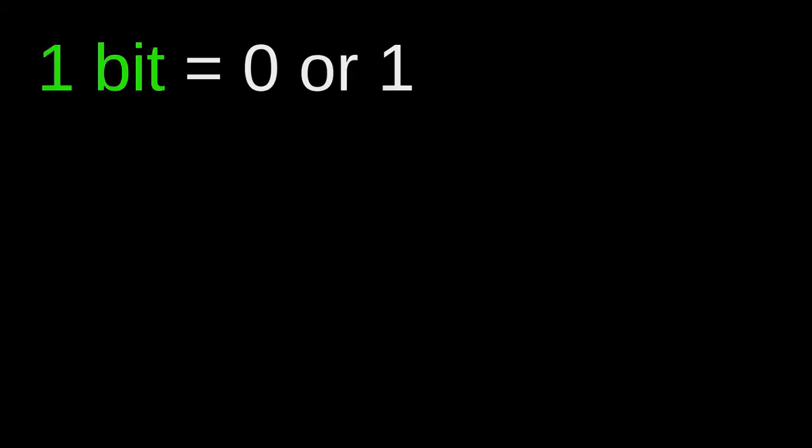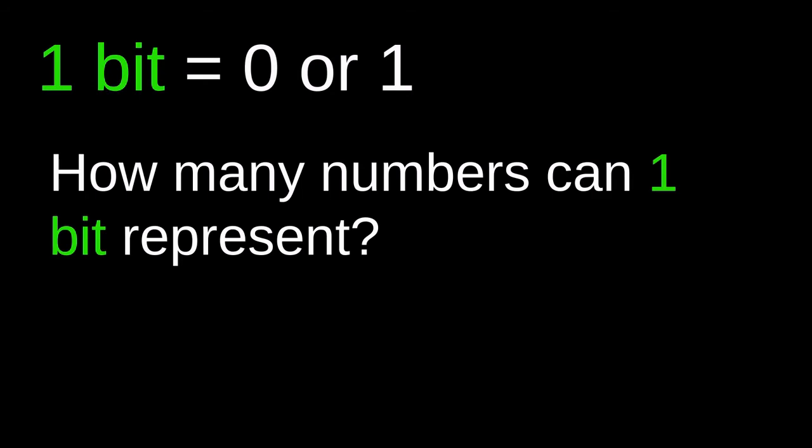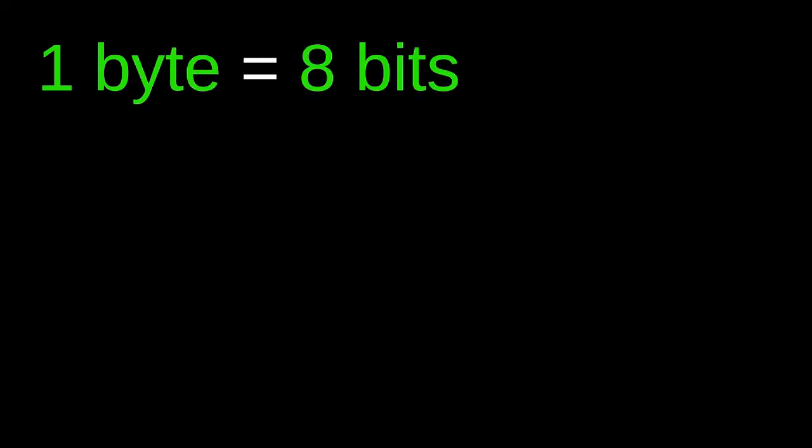So first, let's understand bits, bytes, and hex. One bit is equal to a 0 or a 1. So I'm going to ask you a simple question. How many numbers can one bit represent? Well, since a bit is either equal to a 0 or a 1, this means that a single bit can represent two numbers.